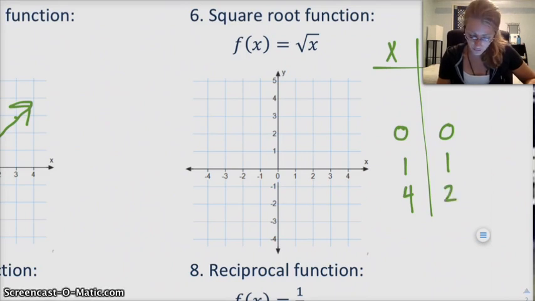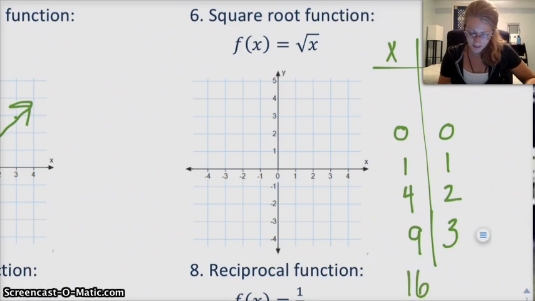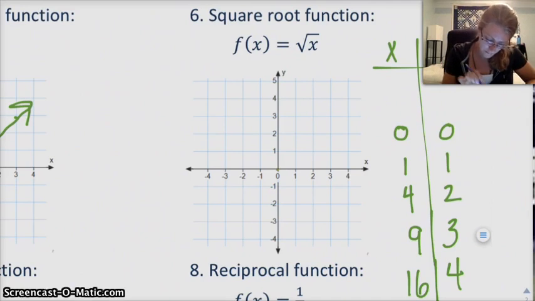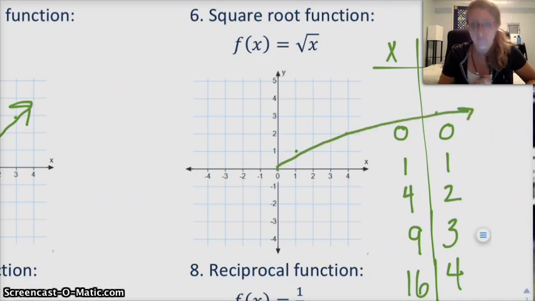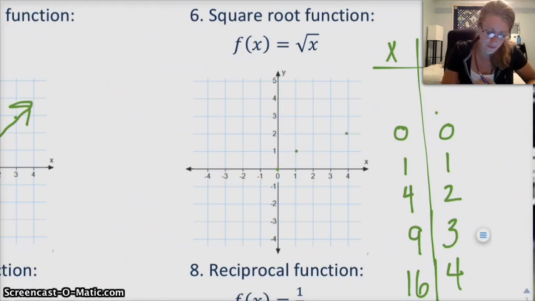Square root of 4 is 2. I'm going to jump to 9 because that'll be my next pretty one. Square root of 9 is 3. 16. Square root of 16 is 4. Okay, we could keep going. Let's plot those points first. So 0, 0, 1, 1, over 4 up 2. Okay, then we go over 9 and up 3, which is way out here. So I'm going to connect those dots first. Sorry, I guess that kind of interferes with our table.